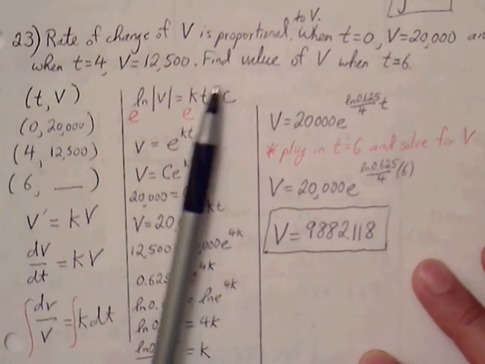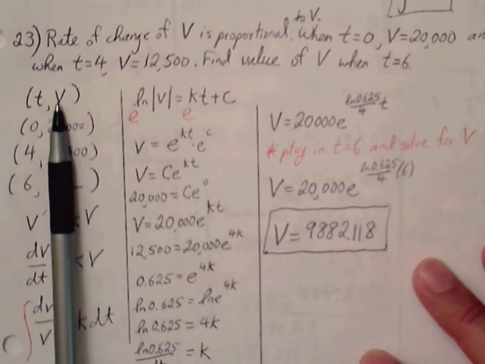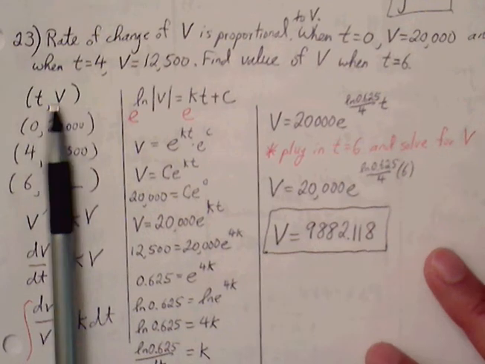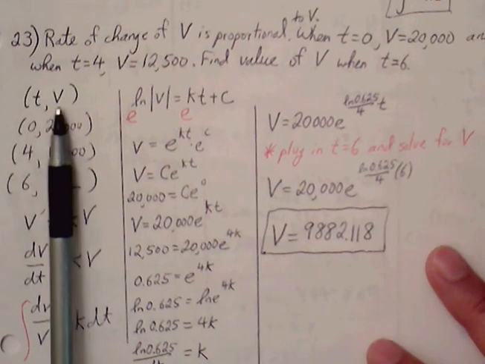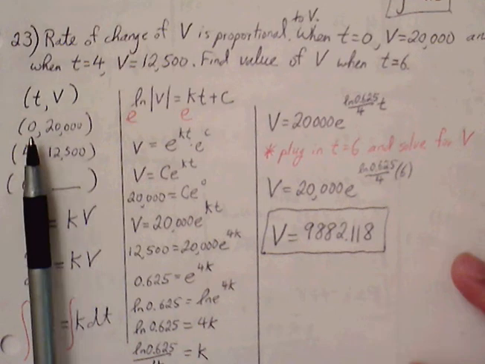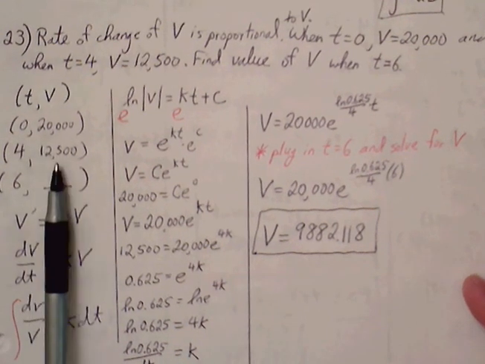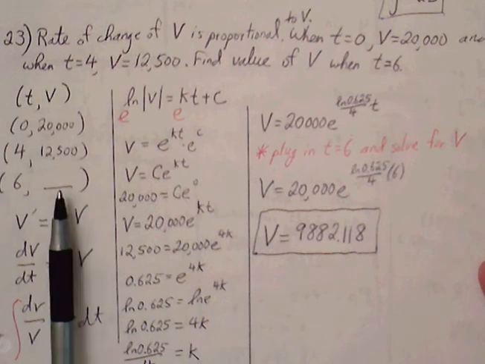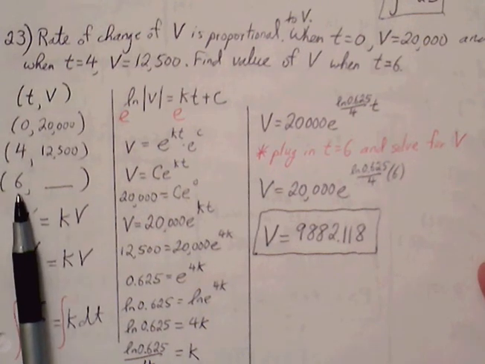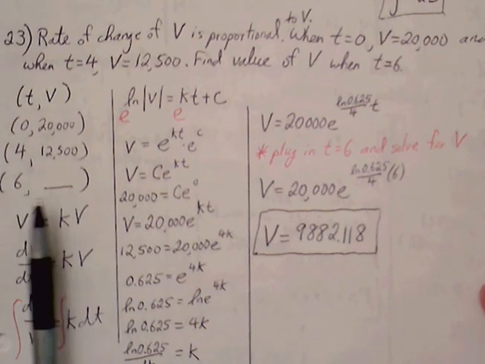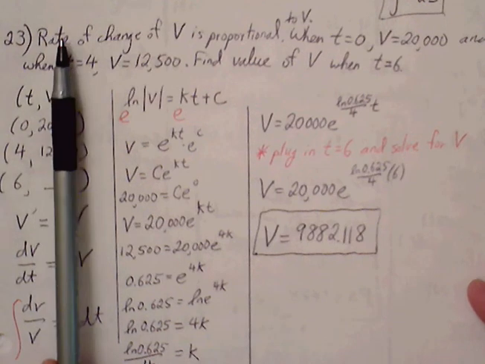So our independent variable is time. Dependent is v. So we know a couple of ordered pairs already. We know 0, 20,000. We know 4, 12,500. And then we also know that we're looking for the v value when time is equal to 6.